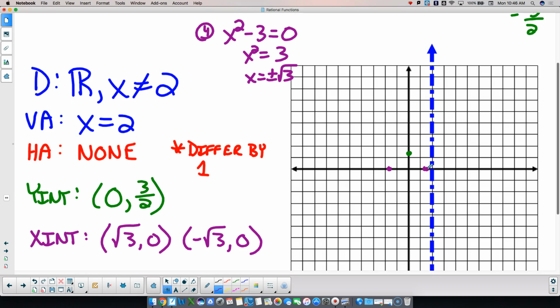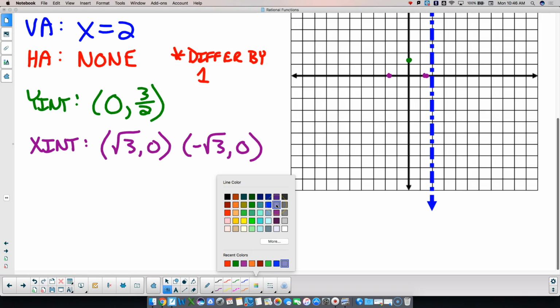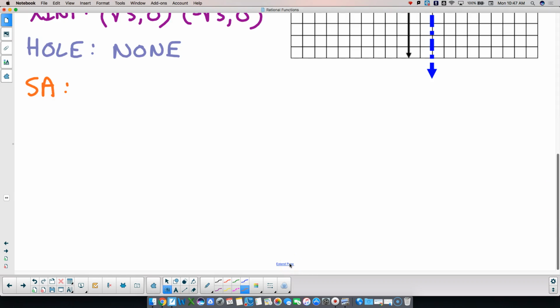Did we factor anything out in step number 1.5? So do we have a hole? Okay. Which brings us to step number 6, our slant asymptote. So our function was f of x equals x squared minus 3 over x minus 2.